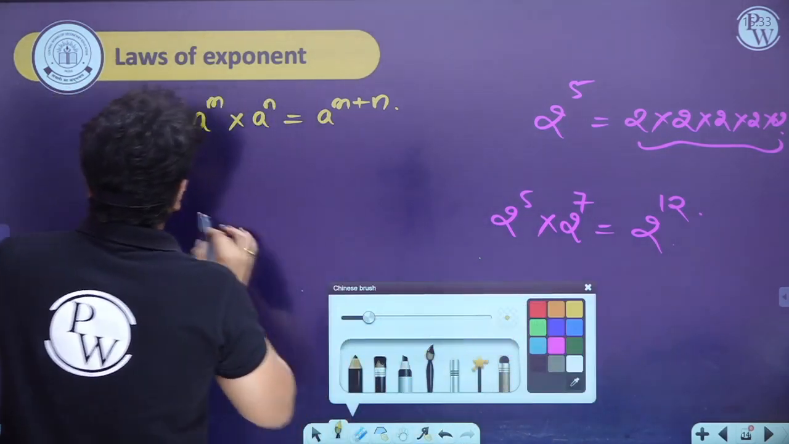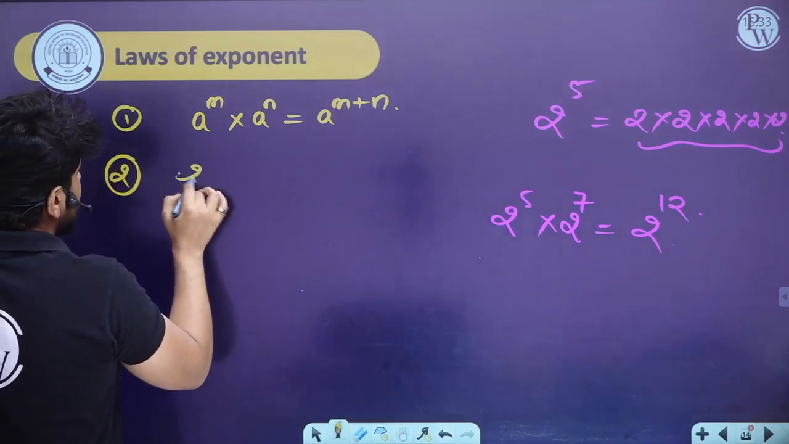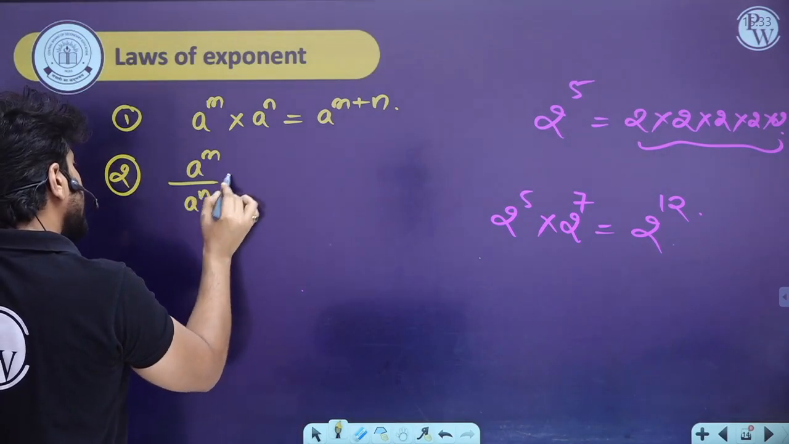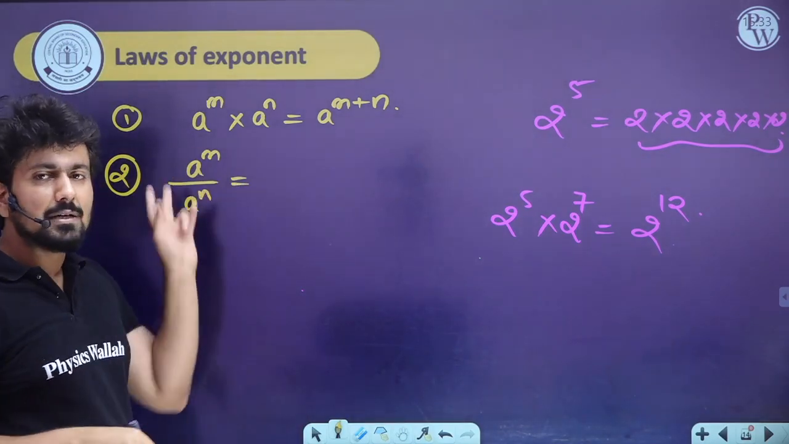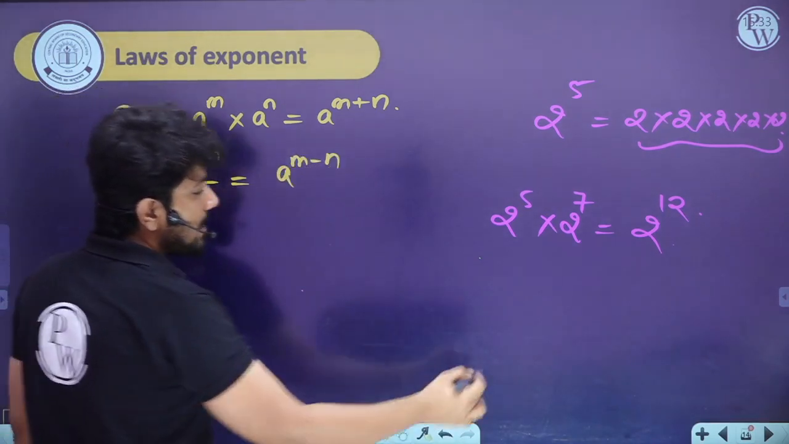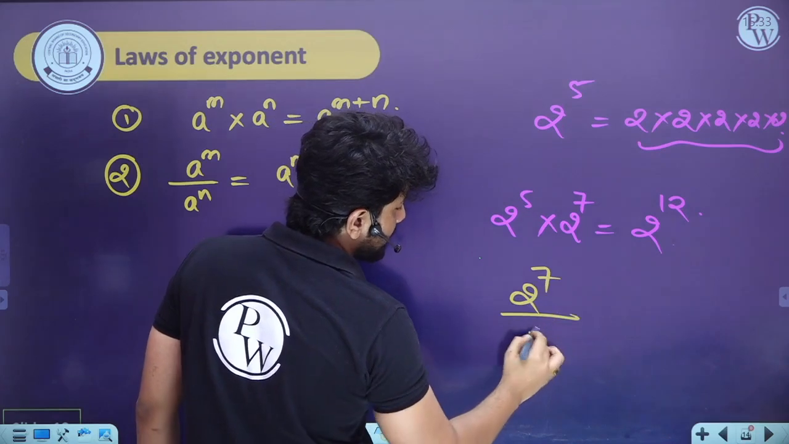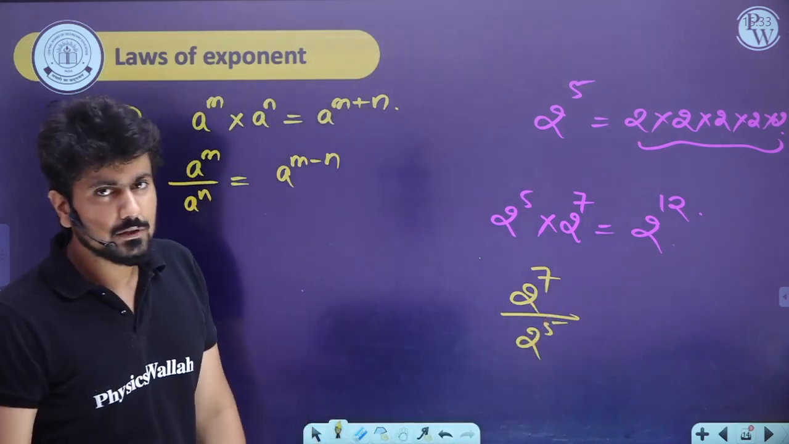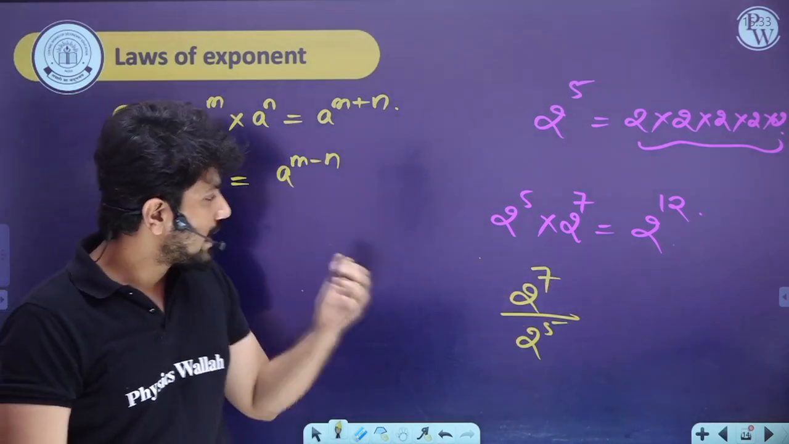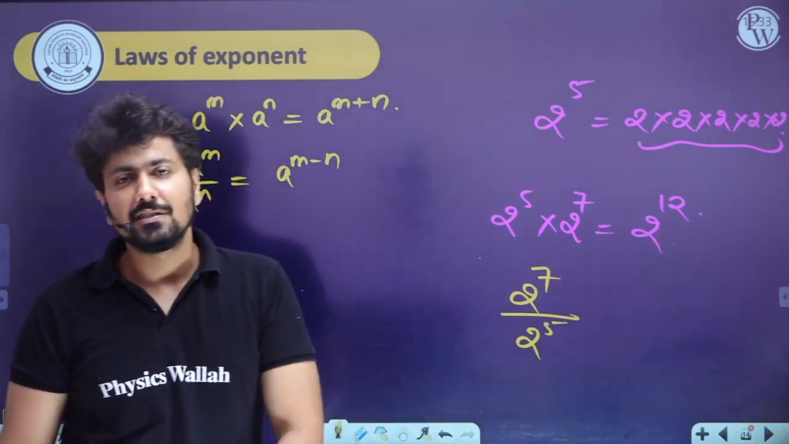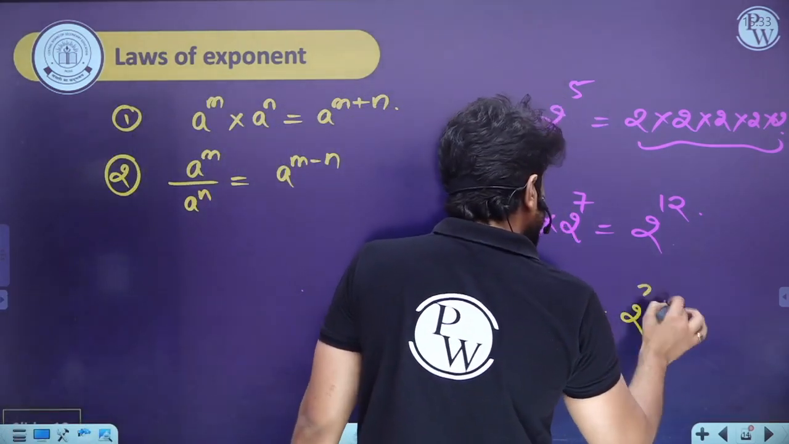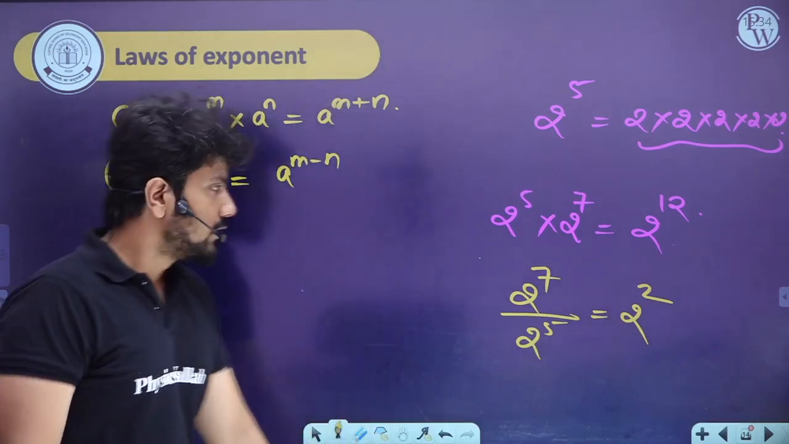Okay, now, suppose we have a raised to the power m divided by a raised to the power n. So this time we are subtracting the power. So this will be equal to a raised to the power m minus n. For example, there is 2 raised to the power 7 divided by 2 raised to the power 5. Okay, there are 7 2s in the multiplication in the numerator. There are 5 2s in the multiplication in the denominator. You can subtract the power. You can simply write it as 2 raised to the power 7 minus 5, which is 2 raised to the power 2. Okay, simple.